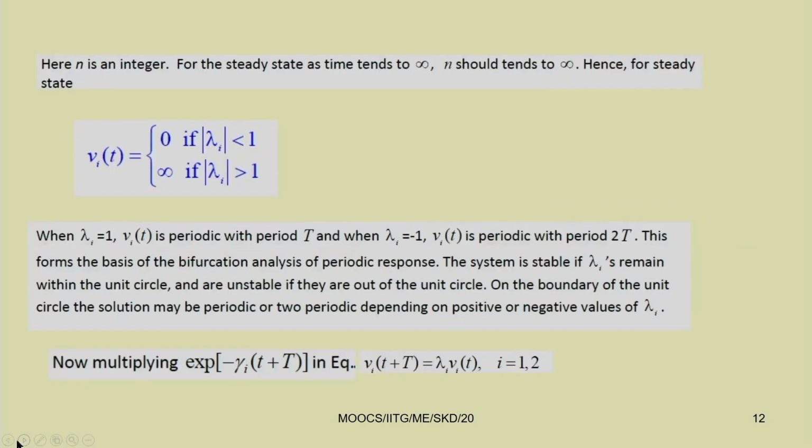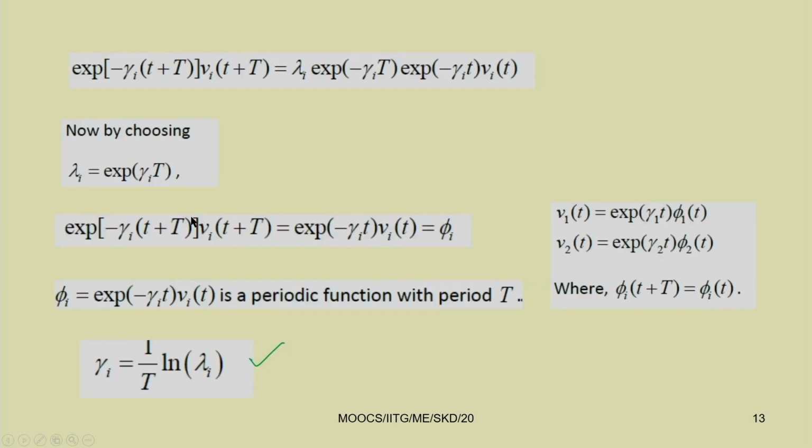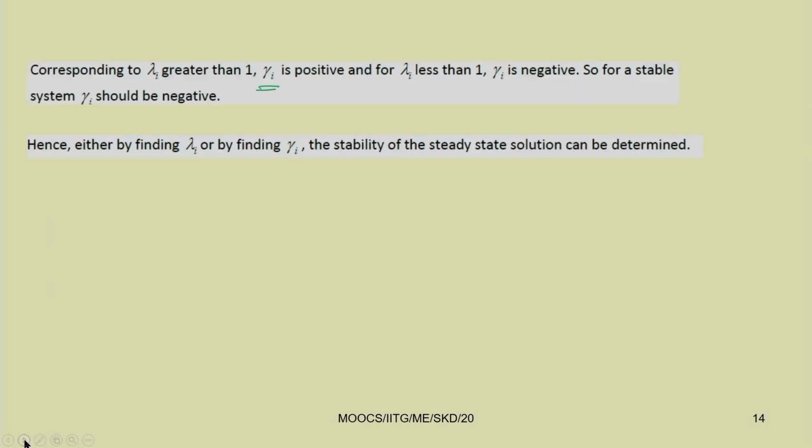To find this gamma i, you may initially take a solution in the form of phi. That means V1(t) is taken equal to e to the power gamma 1 t times phi 1(t), and V2(t) equal to e to the power gamma 2 t times phi 2(t), where phi i(t plus T) equals phi i(t). Then directly you can get gamma. So instead of getting lambda, you get gamma, and those are the Floquet exponents.